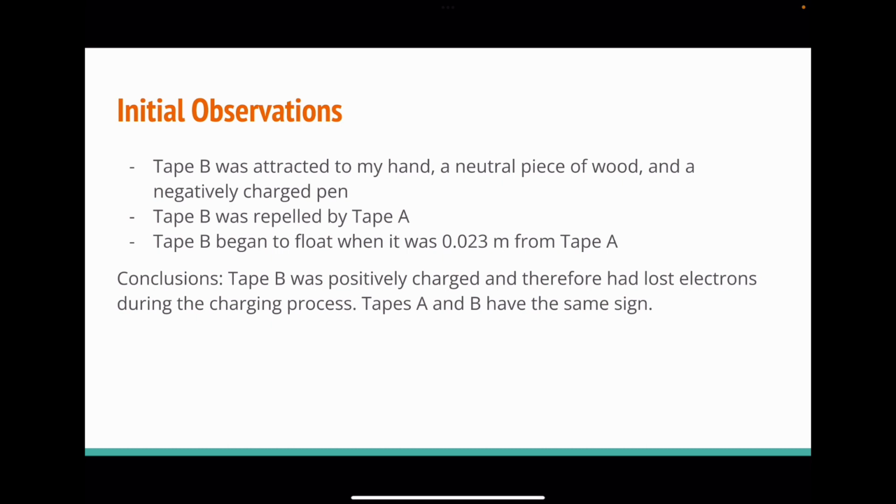Some initial observations were that tape B was attracted to my hand, a neutral piece of wood, and a negatively charged pen. Tape B was repelled by tape A, and tape B began to float when it was 0.023 meters from tape A. The conclusions from these observations are that tape B was positively charged and therefore had lost electrons during the charging process.